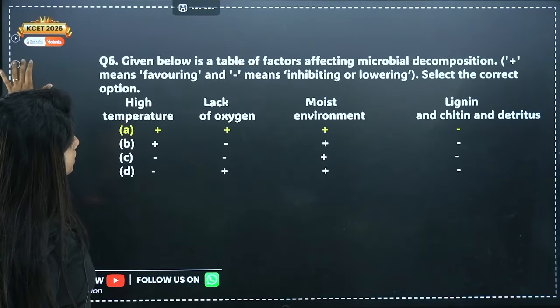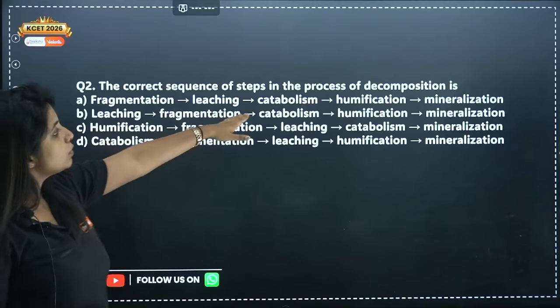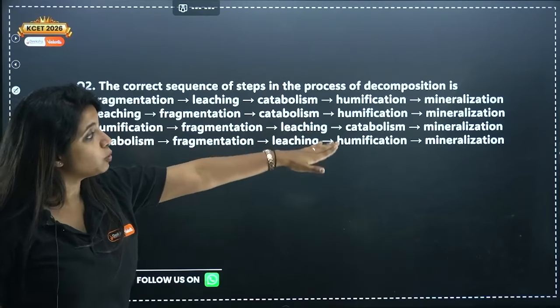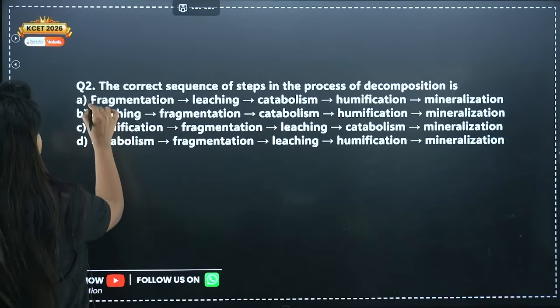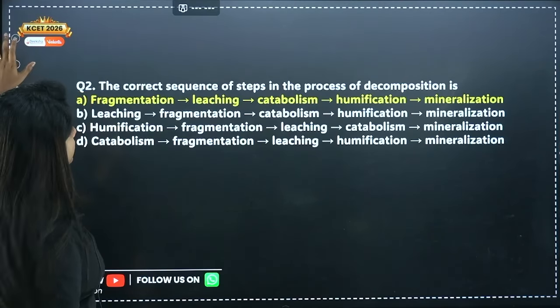But over here, let's see this question now. The correct sequence of steps in the process of decomposition is what? Fragmentation, then leaching, then catabolism, humification, and then mineralization. This is your answer for the question. Okay? Yes, ma'am. Next question.